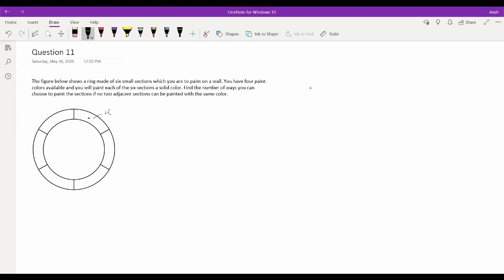Now, if we move clockwise downwards, the next section, well, we obviously can't paint it the same color as the first section. So there are only three possible colors that we can color it. If we continue onwards, the next section can be any color but the section before it. So it's also three. And we can continue all the way down. So all the rest of them are three, obviously, right? So since there are five threes and one four, it'd be 4 × 3⁵.